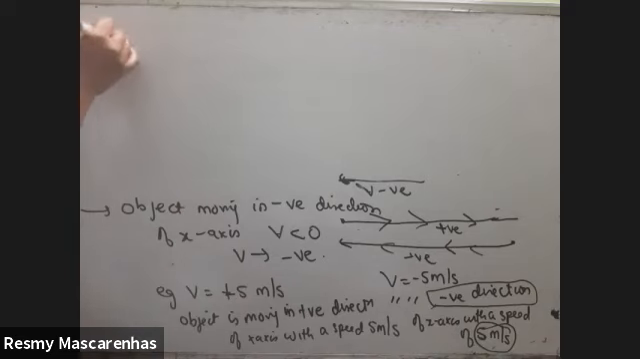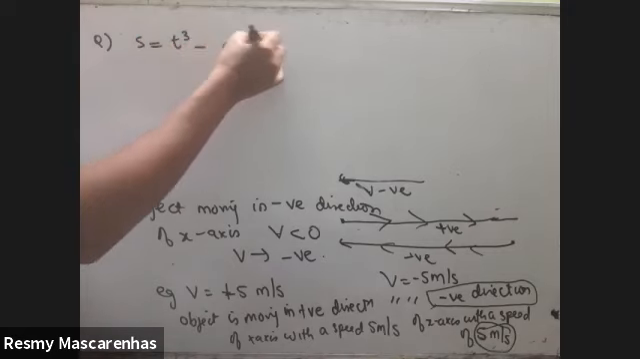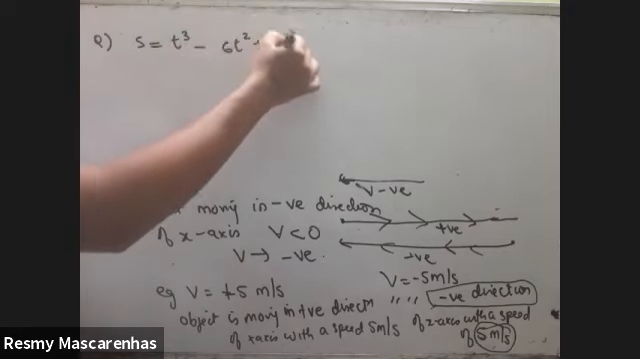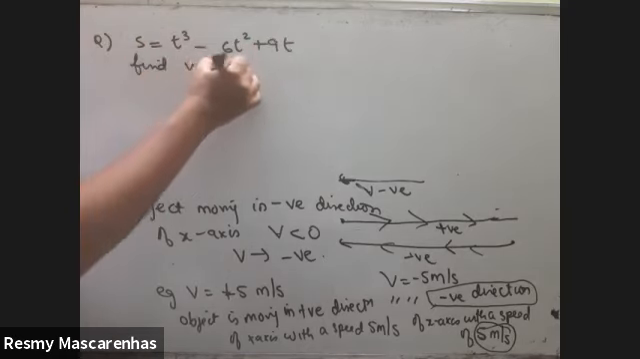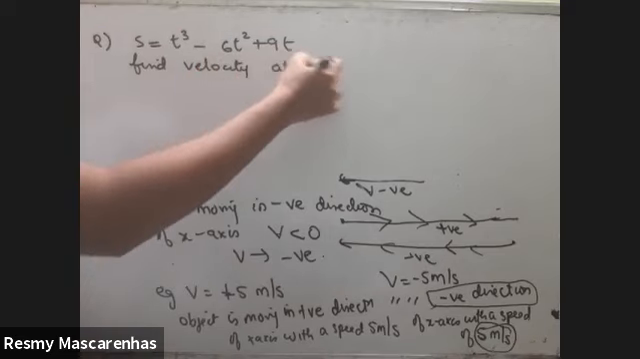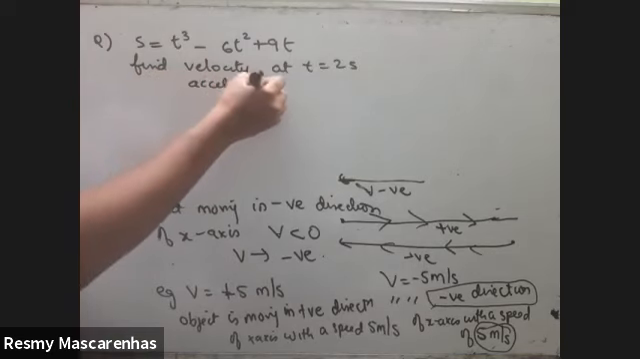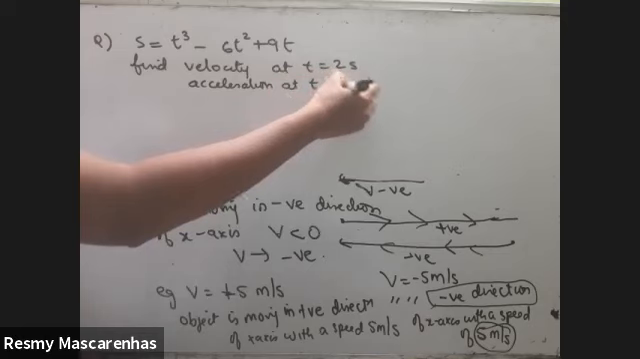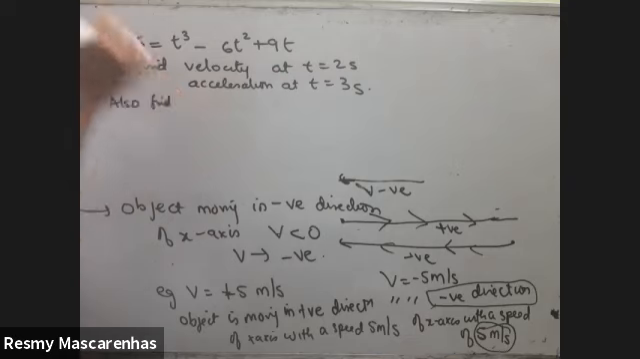So the question was: find velocity at t equals 2 seconds, acceleration at t equals 3 seconds. Also find the time when the body is at rest. Teacher, your voice is too low. Okay, while writing, I normally tend to speak a little slow.